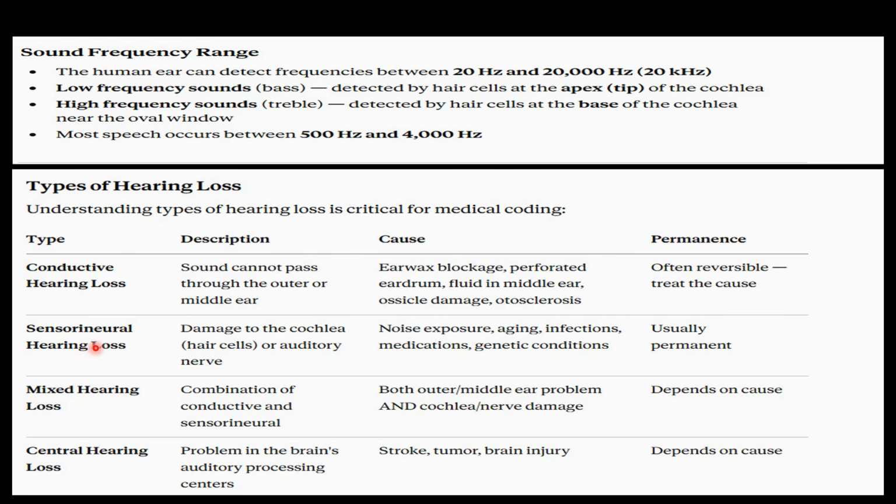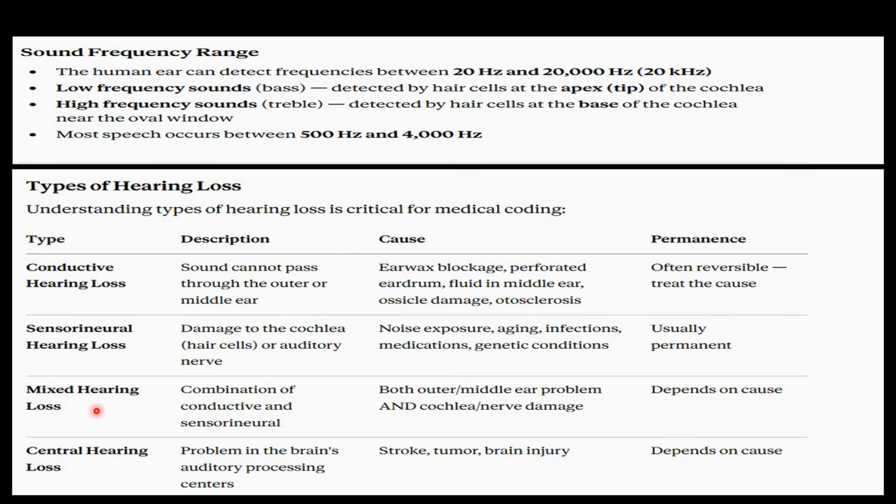After that we have sensorineural hearing loss, which damages the cochlea or auditory nerve. The causes are noise exposure, aging, infection, medication, and genetic conditions. Permanence wise, it's usually permanent. Okay, so it's a permanent thing.